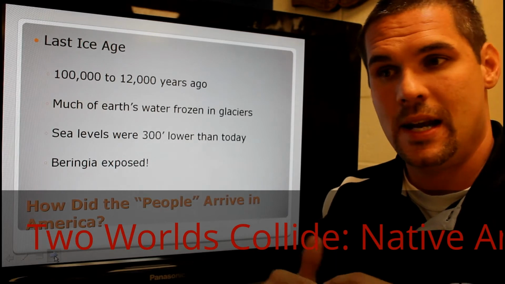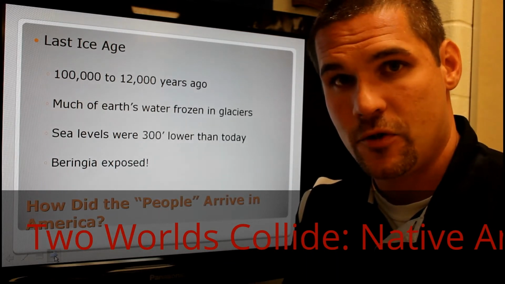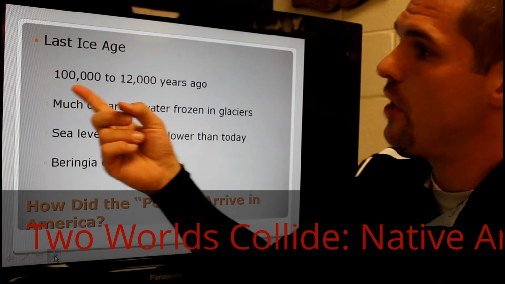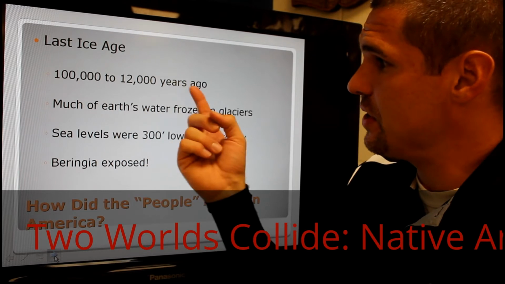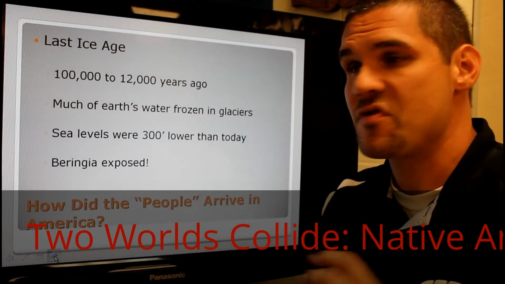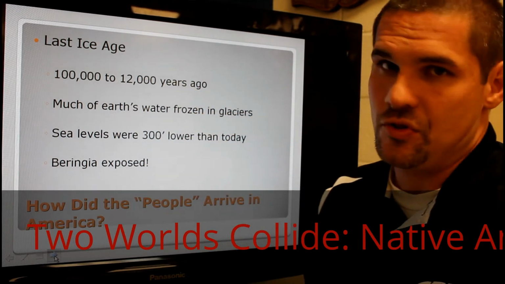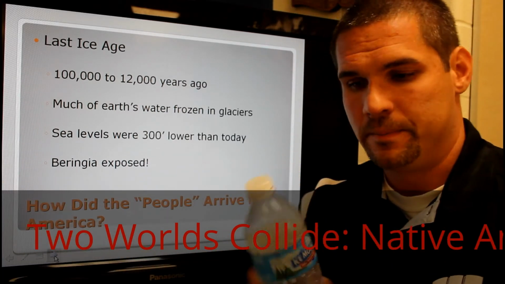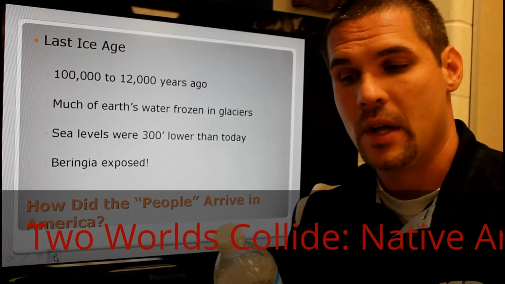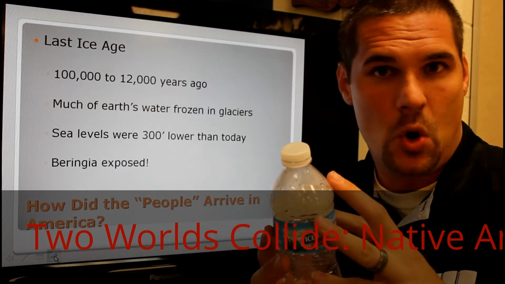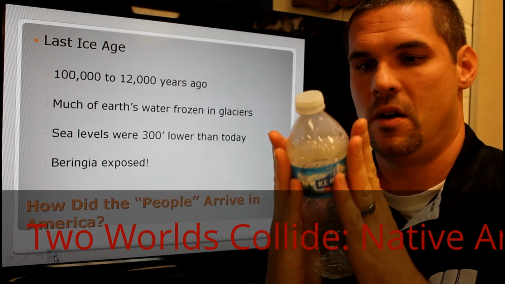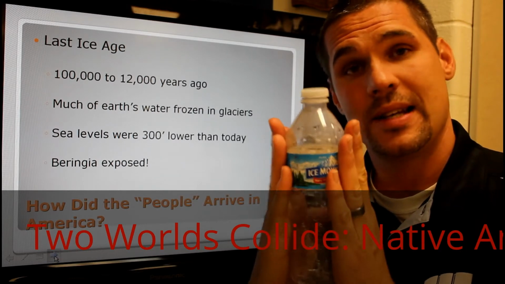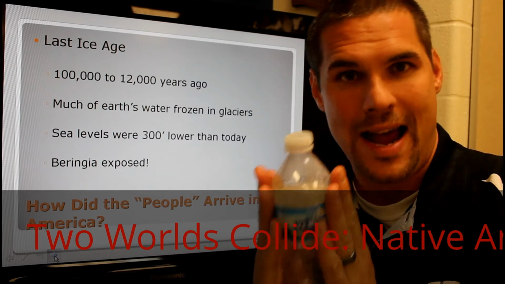All right, and trying to get us to that point to see how these first people arrived in North America, we need to talk about the last ice age, which was 100,000 to 12,000 years ago. You see, much of the Earth's water was frozen in the glaciers during this ice age. You imagine a bottle of water. Okay, it's filled up with water. Let's imagine that this is the ocean, and on both sides of the ocean you have land masses, or my hands. So let's stick this in the freezer, and what do you think will happen?